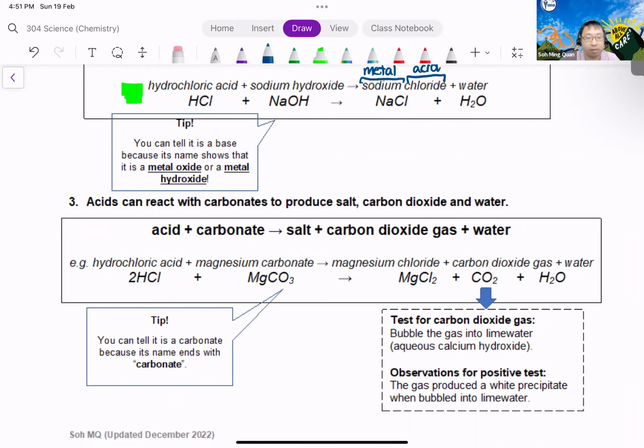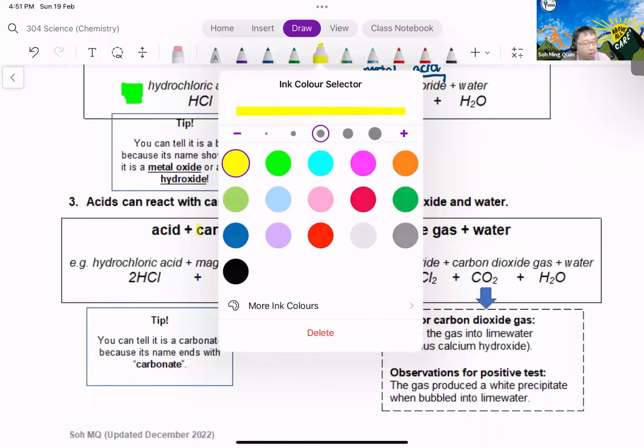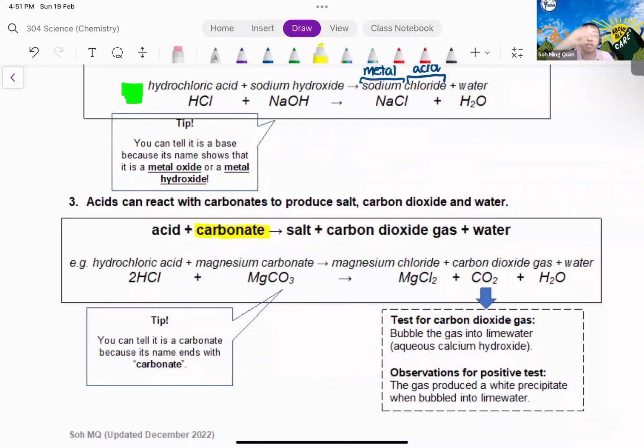Acids plus carbonates. Carbonate, carbonate. The name says it all. Carbonate forms what gas? Carbon dioxide. This is always true. Even when you reach Sec 5, right? Okay, you will learn this again and you will learn more. Carbonate, if you start with carbonate, you always produce carbon dioxide next. So if step 1 got carbonate, step 2, carbon dioxide is formed already. So you need to know how to test for carbon dioxide. Bubble the gas into lime water, you form a white precipitate in lime water, okay?